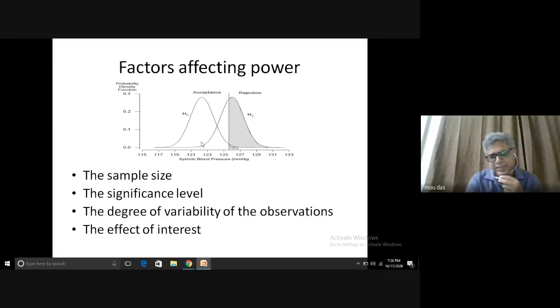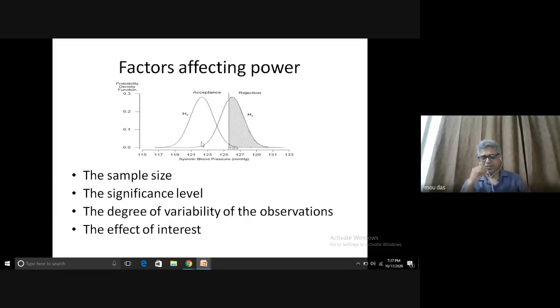Then the curves would have separated. So for the same level of alpha, the power would have increased. This is called the effect size, or the effect we expect: the difference in the value of mean between the alternative hypothesis and the null hypothesis, or in simple terms, the difference in value between the test arm and the control. The more the difference, the larger the effect size.